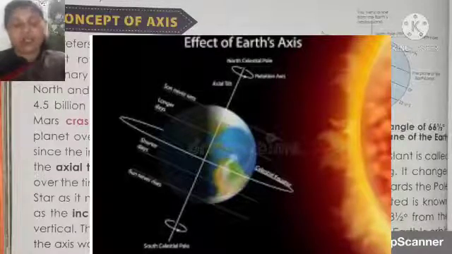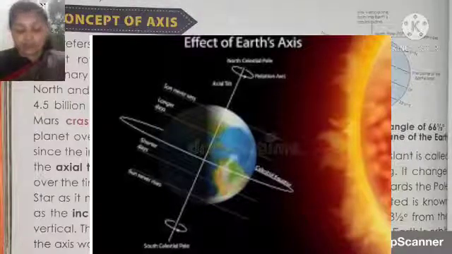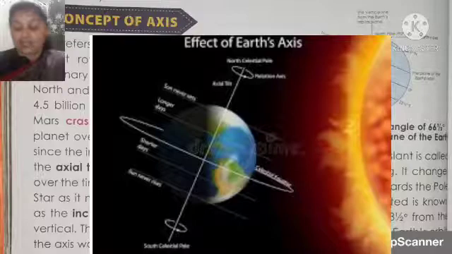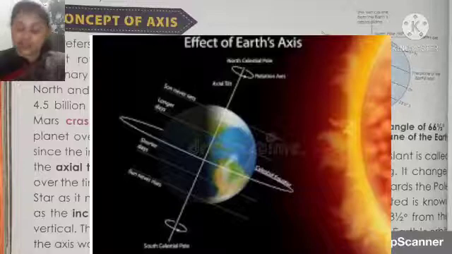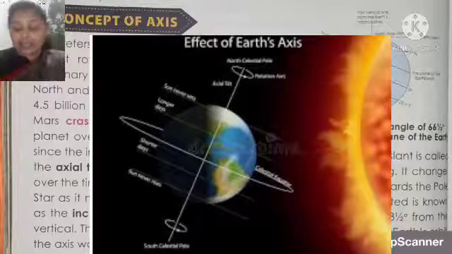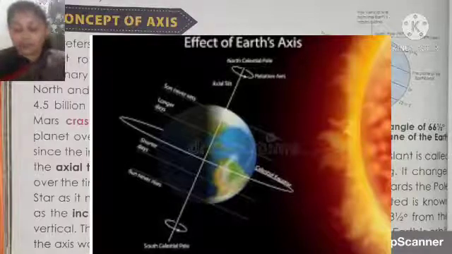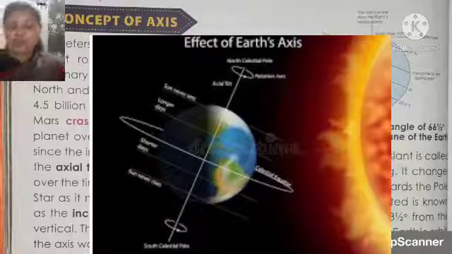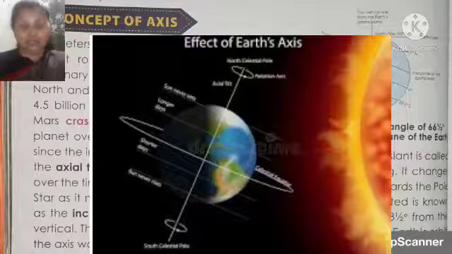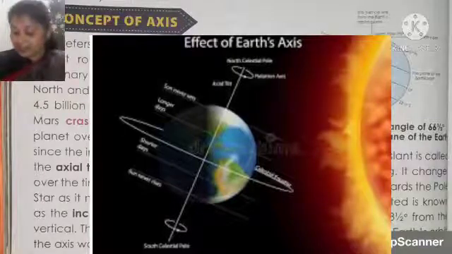The Earth always remains tilted towards the pole star as it moves around the Sun. The angle at which the Earth is tilted is known as the inclination of the Earth's axis. The axis is tilted at an angle of 23.5 degrees from the vertical, and this means that if a line is drawn parallel to the plane of the Earth's orbit, the axis would make an angle of 66.5 degrees to this line.